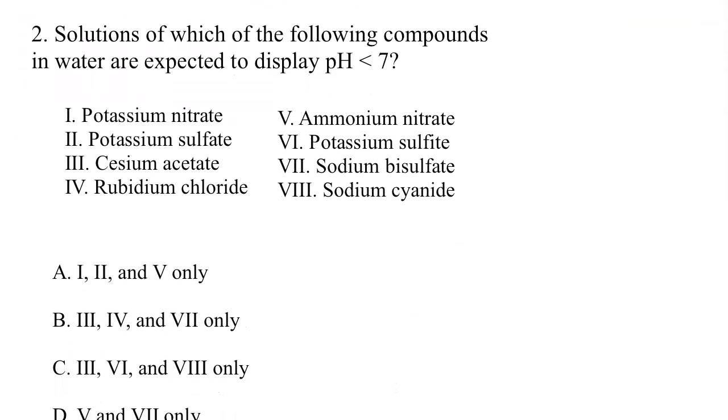All right, number 2, solutions of which of the following compounds in water are expected to display a pH less than 7? So the first thing you want to realize is that a pH less than 7 is talking about something that is in an acidic environment, not a basic environment. So 7 would be neutral, and then after that, you're talking about a base, all right?